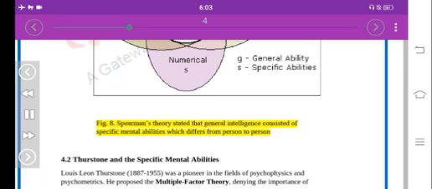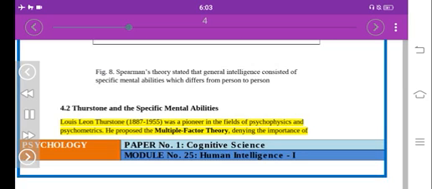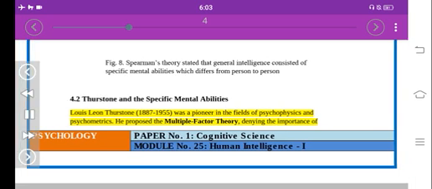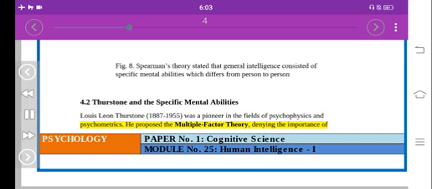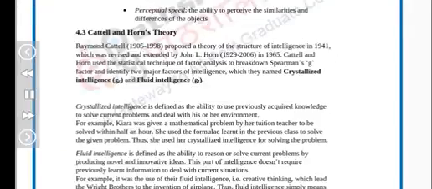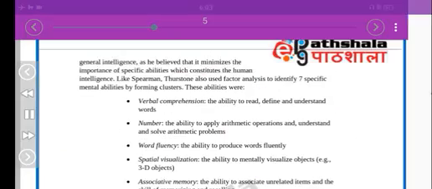Figure 8. Spearman's theory stated that general intelligence consisted of specific mental abilities which differs from person to person. 4.2 Thurstone and the specific mental abilities. Louis Leon Thurstone (1887–1955) was a pioneer in the fields of psychophysics and psychometrics. He proposed the multiple factor theory, denying the importance of general intelligence, as he believed that it minimizes the importance of specific abilities which constitutes the human intelligence.